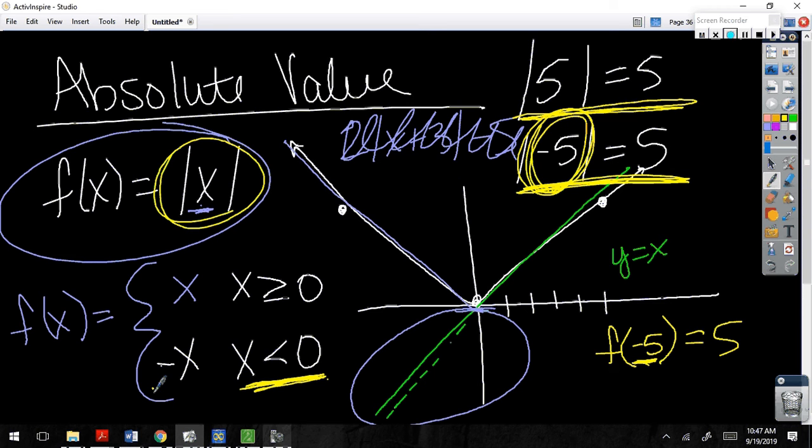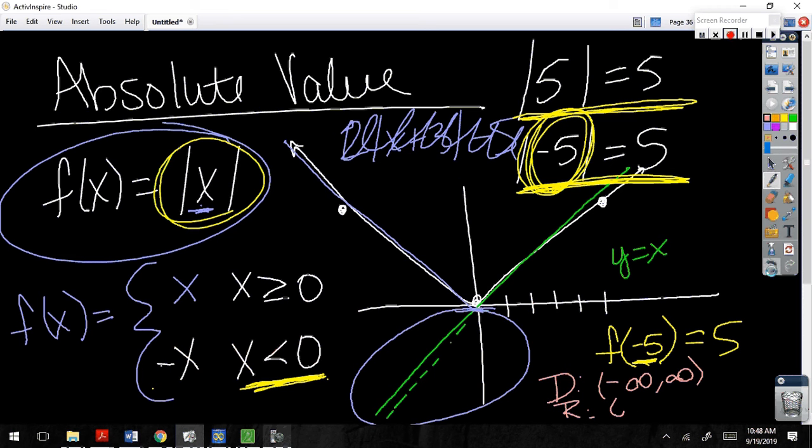Is there ever any x that you can't plug in? No. You can plug anything in to get a y value, right? The domain is not restricted at all. It's negative infinity to infinity. What is the range? 0.